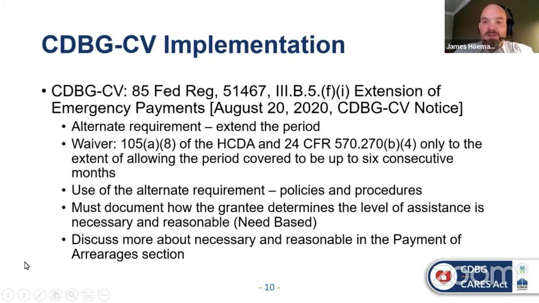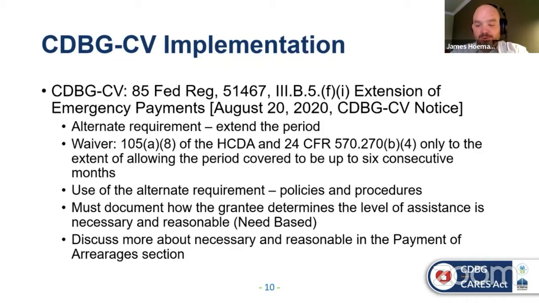So how did we implement this with CDBG-CV? If you look at the notice in that section that's on the screen, 3B5F(i), what we did was we presented an alternate requirement within the notice to extend the period. So we only waived the pieces of the Housing and Community Development Act and the regulations to extend that series of payments from 3 months to 6 consecutive months.